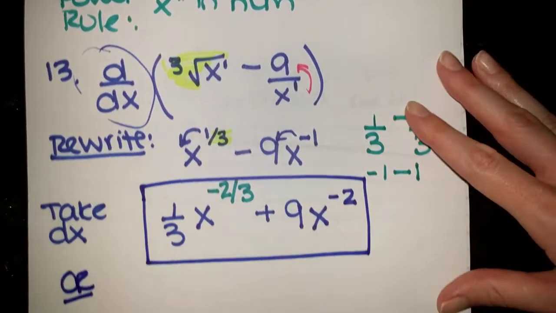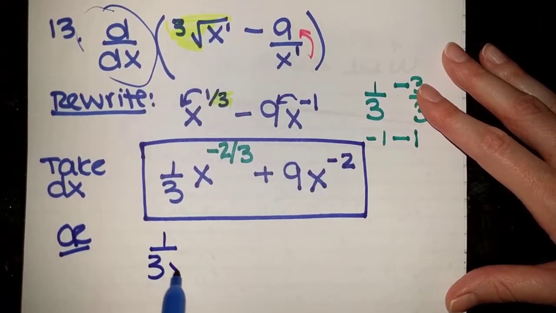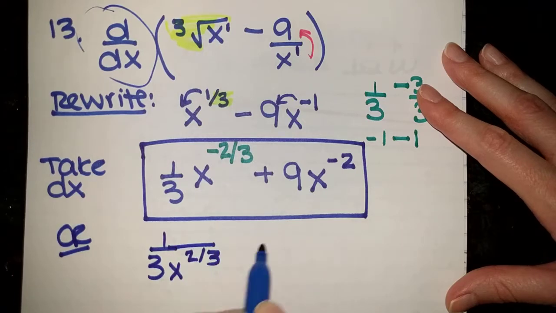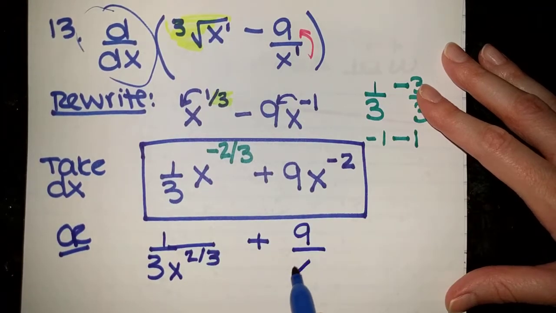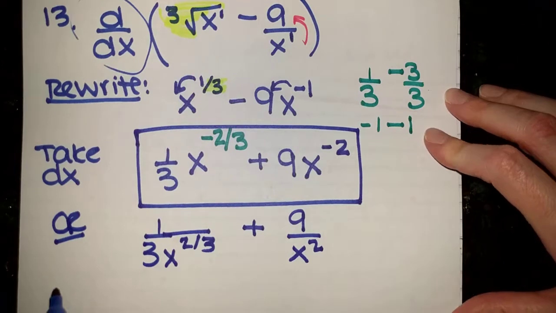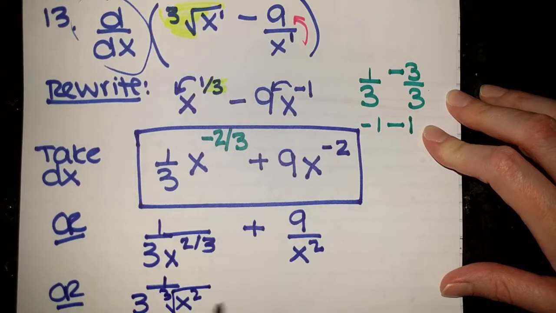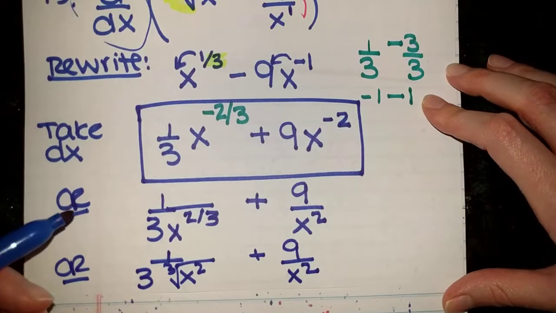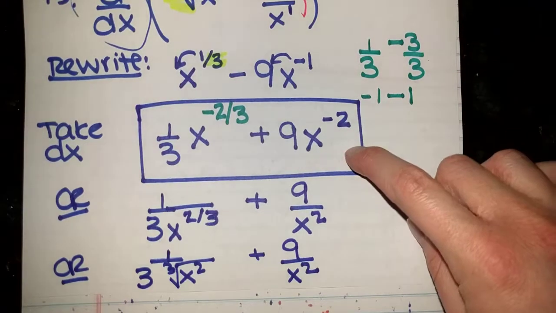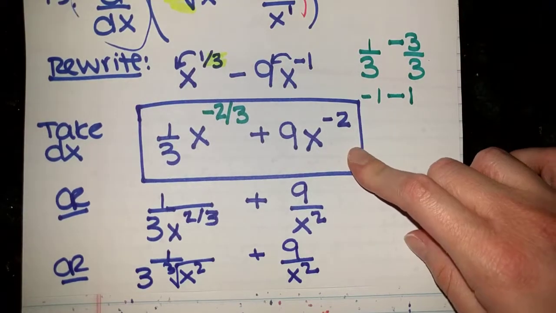The other way of writing this, just for the record, would be 1/3 x to the 2/3 plus another term, 9 over x squared. And if you're thinking about this, you could also write this as 1 over 3 and then the cube root of x squared, plus 9 over x squared. So any of those formulations are perfectly fine, but this one that's in the box is fine for my math lab, and it's also fine for your test.